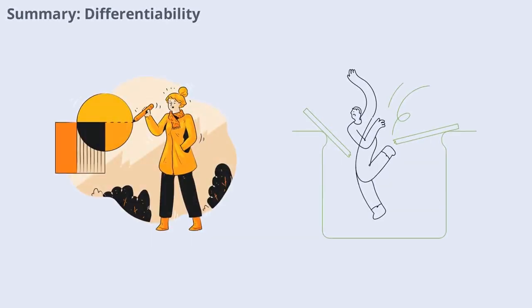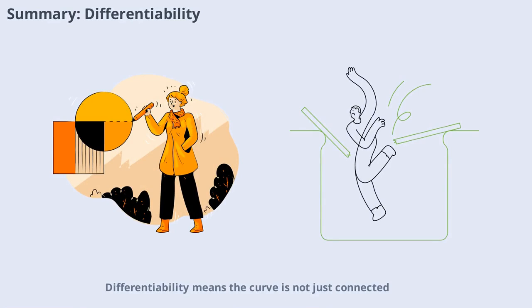Differentiability means the curve is not just connected, but also super smooth, with no sharp corners or sudden turns. It's like sliding down a hill without any bumps. Differentiability helps us understand how things change smoothly.